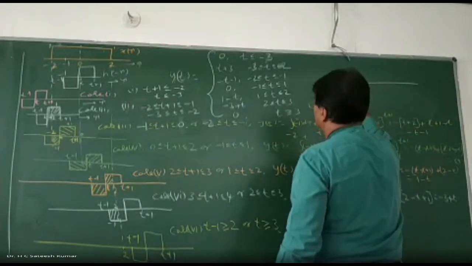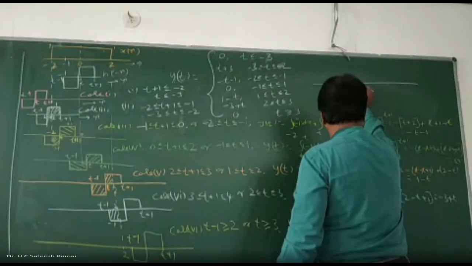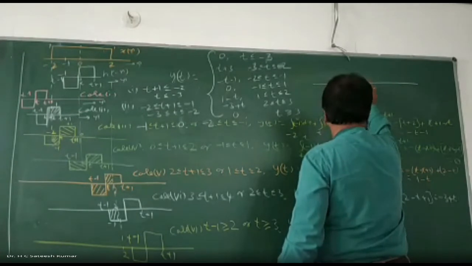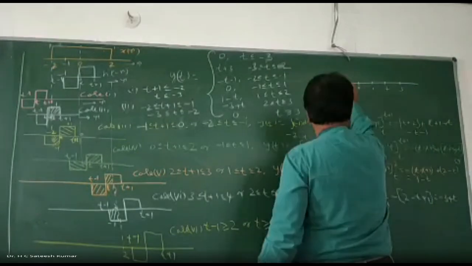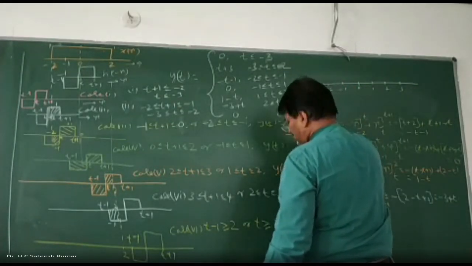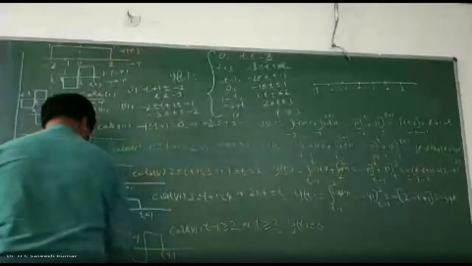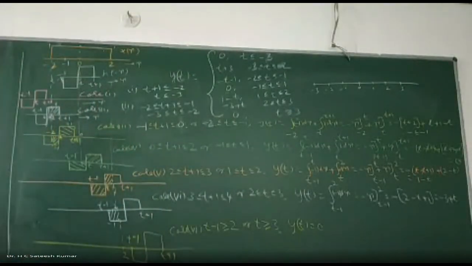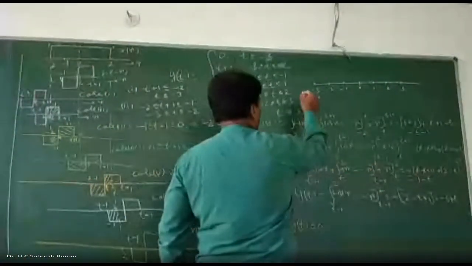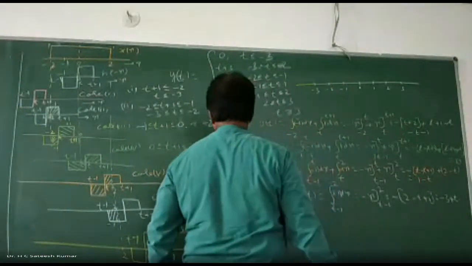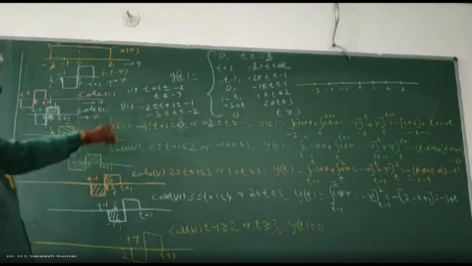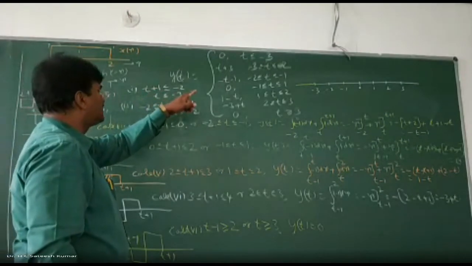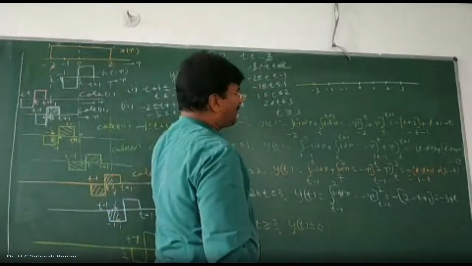Now you go back to this sketching of the signal. Where to where? 0, 1, 2, 3, minus 1, minus 2, minus 3. Okay, go for the sketch. Up to minus 3, the value is 0. Minus 3 to minus 2, what is the value? Minus 3 to minus 2, it is t plus 3 we have.